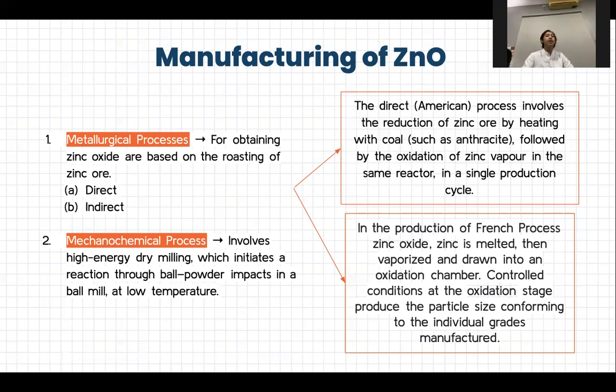Okay, next I'm going to talk about the mechanical processes. It involves high energy dry milling, which initiates a reaction through ball-powder impacts in a ball mill at low temperature. The mechanochemical process is a cheap and simple method to obtain nanoparticles on a large scale. It involves high energy dry milling, and then the reaction separates and nanoparticles are formed.